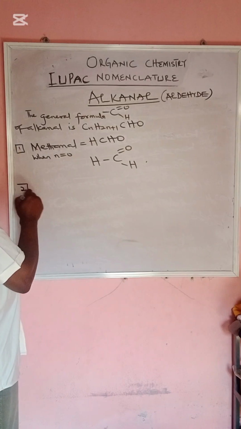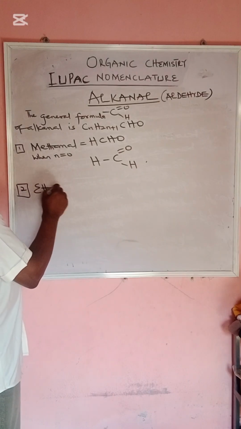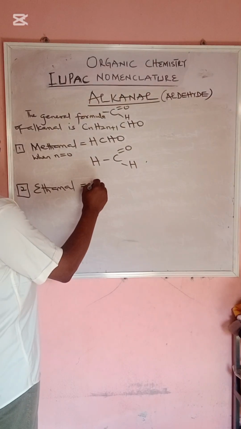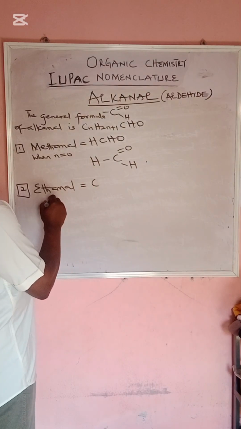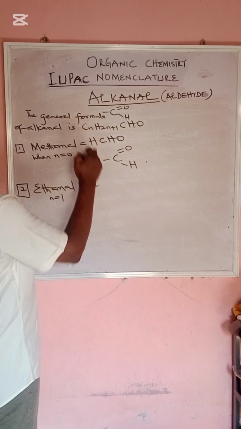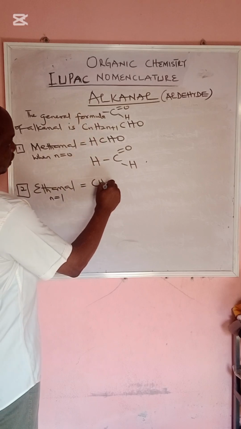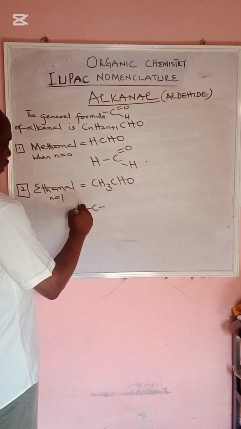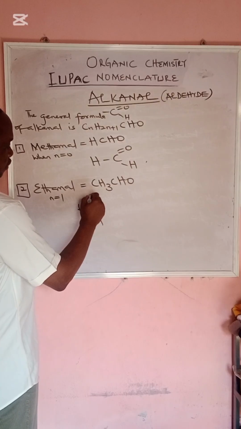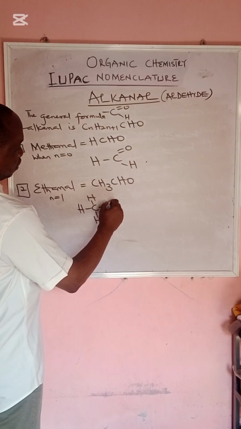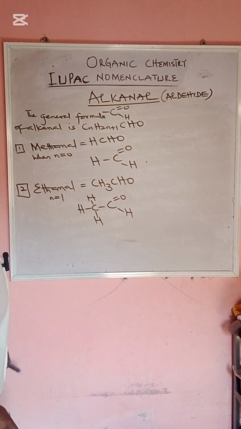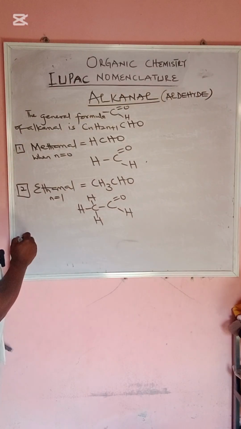2. We talk of ethanol. Ethanol is written where n is equal to 1. Put the formula CH3CH2OH. So the C has hydrogen here, hydrogen here, hydrogen here, then this bond, then hydrogen. That is ethanol.